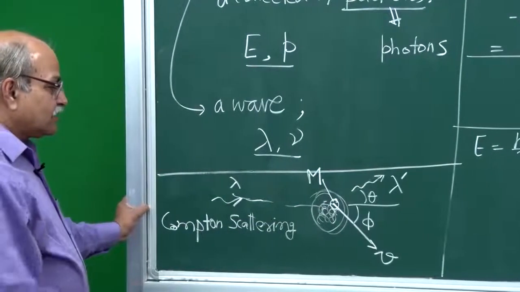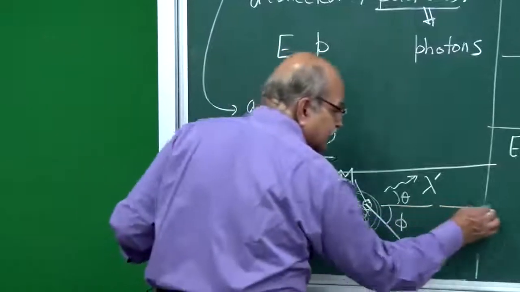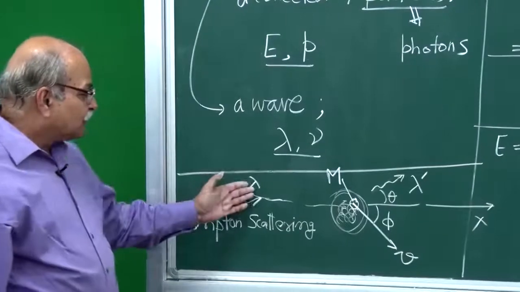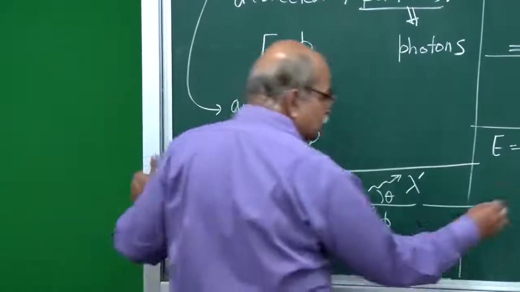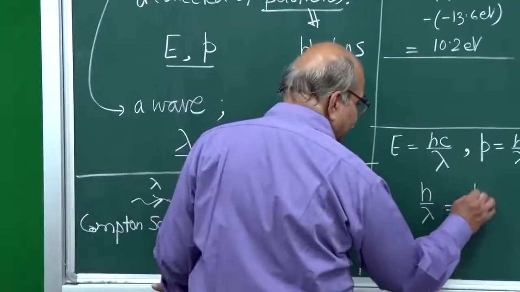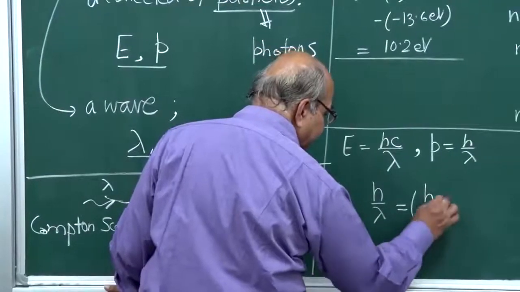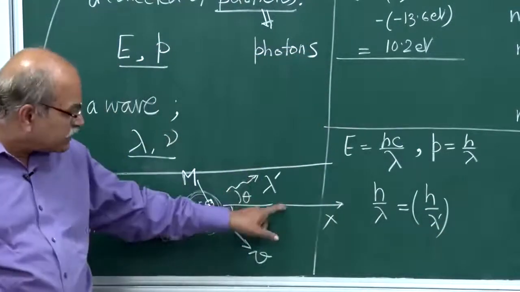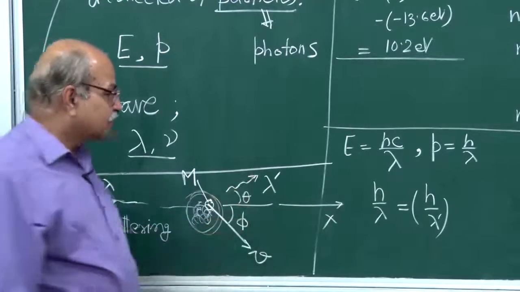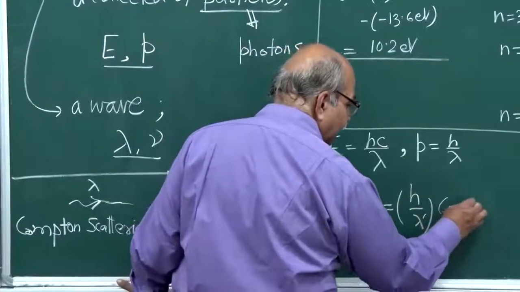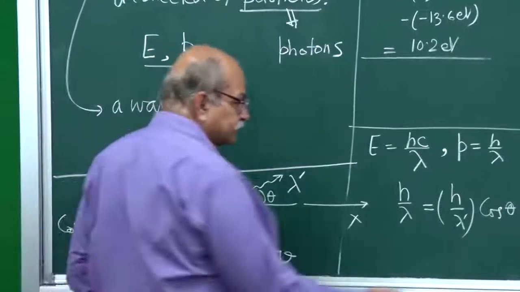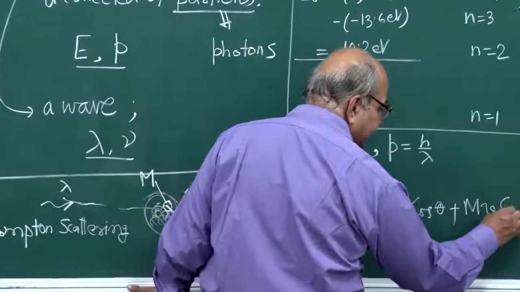Then you can write linear momentum conservation in this direction, x direction. And the linear momentum conservation will tell you this initial linear momentum is h over lambda, and this is equal to h over lambda prime. I am talking of this momentum in x direction, so x component, h over lambda prime is the momentum, and then cos theta, plus m v cos phi.